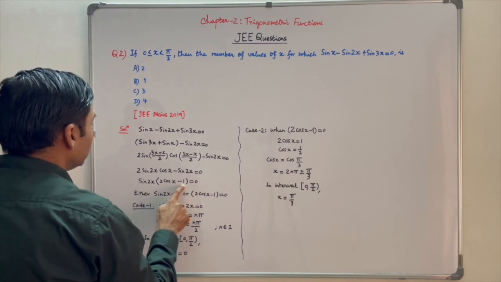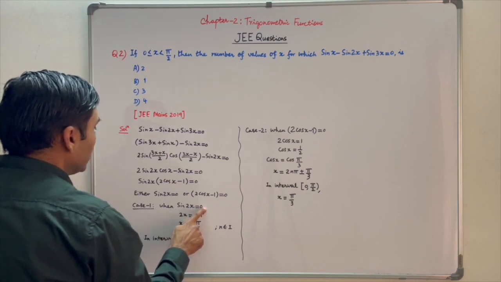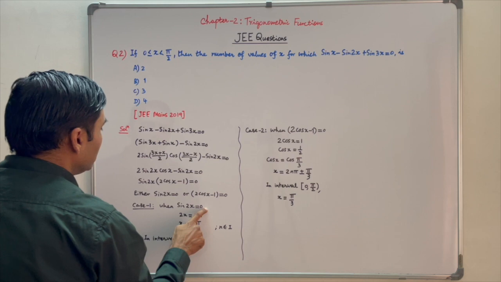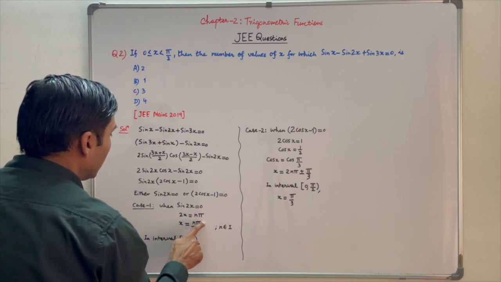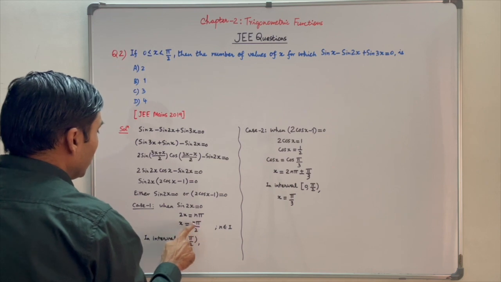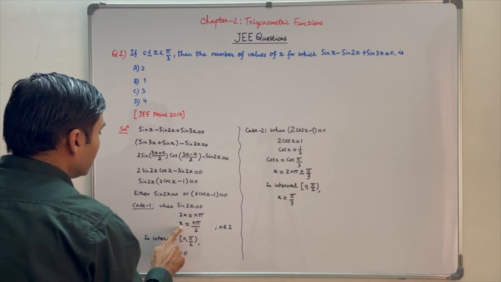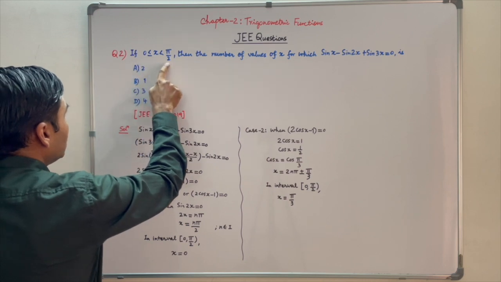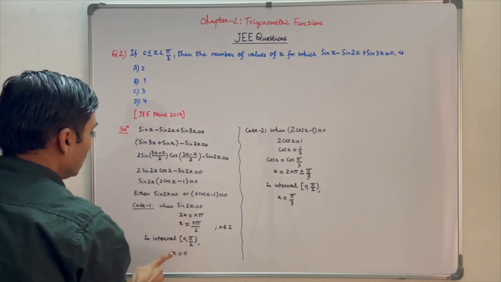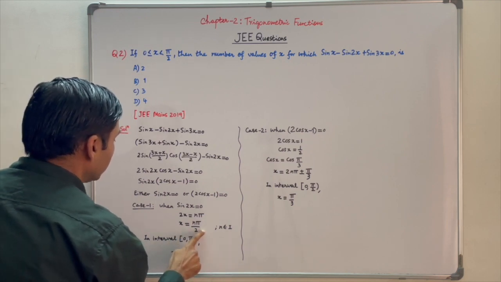So accordingly, we will consider two cases. First case, when sin 2x is equal to 0. We know that when sin theta is equal to 0, general solution is theta is equal to n pi. Here theta is 2x. So 2x is equal to n pi, or x is equal to n pi by 2. When you put n is equal to 0, x is equal to 0. When you put n is equal to 1, x is equal to pi by 2. So in this interval where 0 is included but pi by 2 is not included, that means only one solution is there, x is equal to 0. X is equal to pi by 2 is rejected.